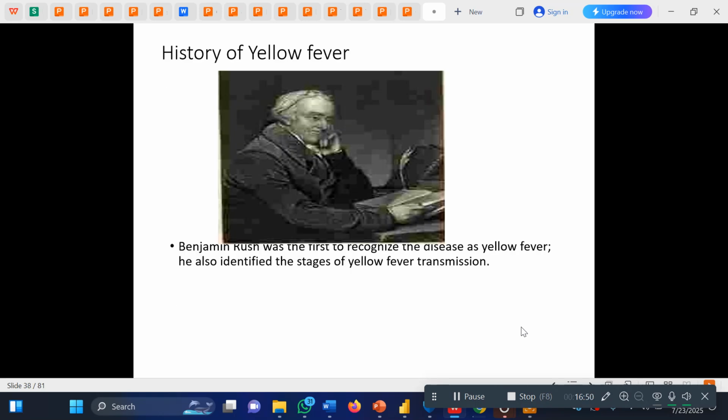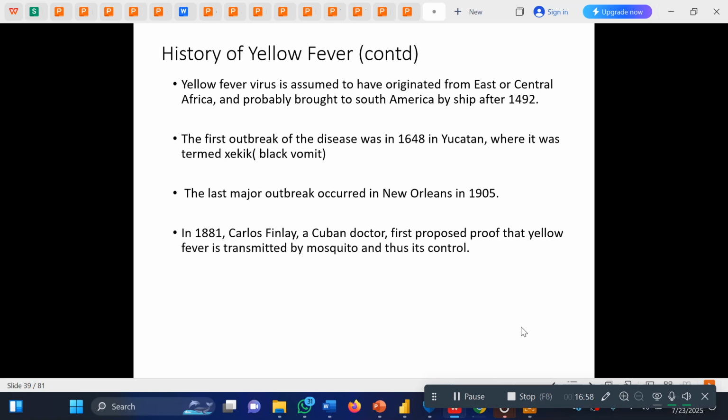Benjamin Rush was the first to recognize the disease as yellow fever. He also identified the stages of yellow fever transmission based on the history. Yellow fever virus is assumed to have originated from East or Central Africa and probably was brought to South America by ship after 1492. The first outbreak of the disease was in 1648 in Yucatan, where it was termed Xekik, because patients were beginning to have black vomit at that time. So they named it Xekik.